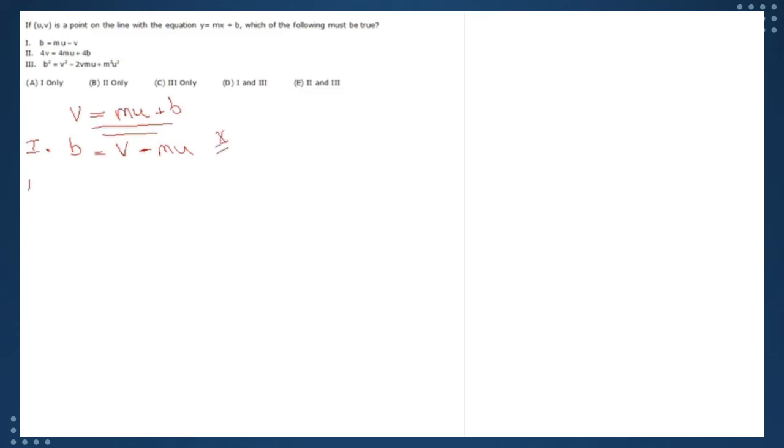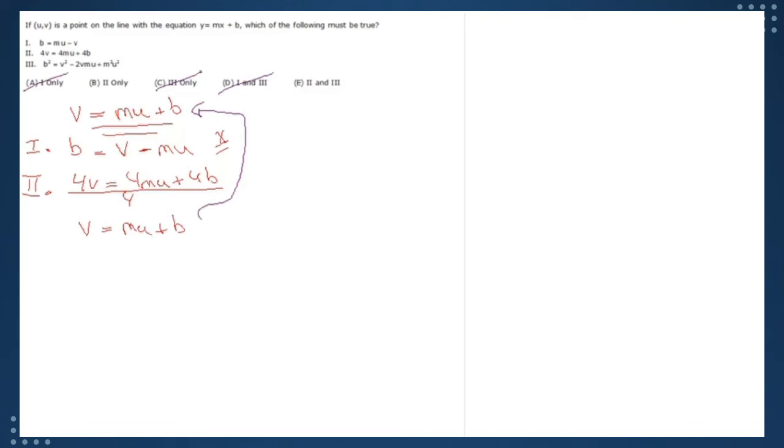Roman numeral 2, we get 4v equals 4mu plus 4b. As you'll see, we have a 4 across the board on each term. You divide by 4, you get v equals mu plus b. Now, if we go to our original equation, we see that that matches directly. So anything with a 2 in it is a good answer. Now it's just a matter of, okay, is it going to be 2 and 3 or just 2?